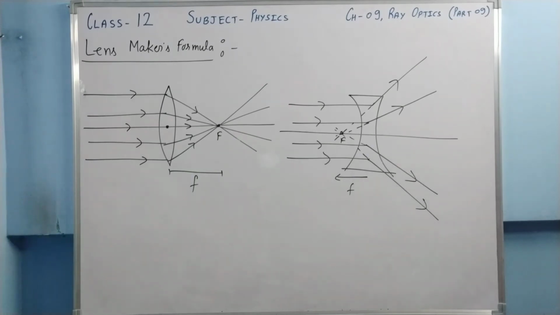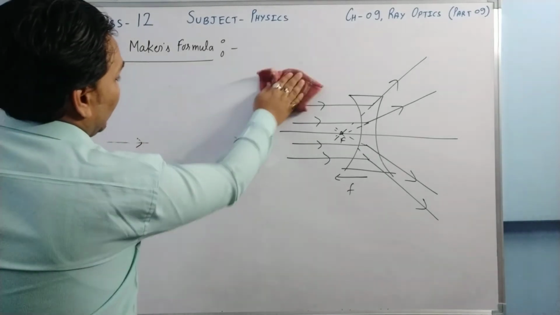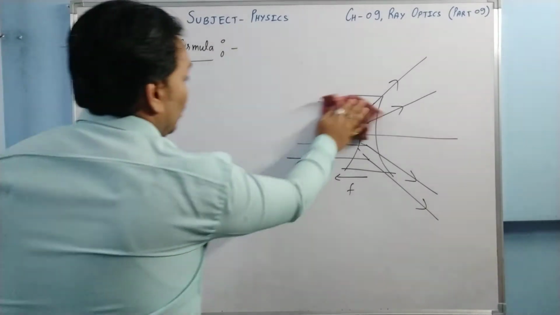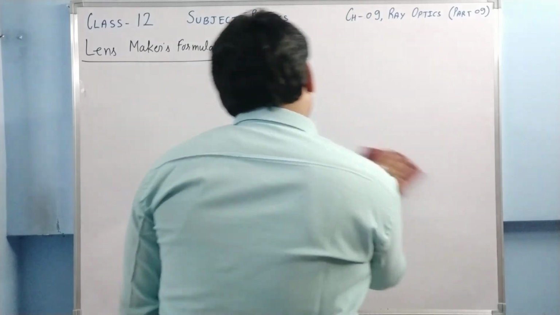When the object is at infinity, the rays come parallel to the principal axis. So basically when the object is at infinity, the image is formed at focus. So we use this particular definition that when the object is at infinity, the image formed is at focus. We are going to use this to prove lens maker's formula. Let us try to do that.